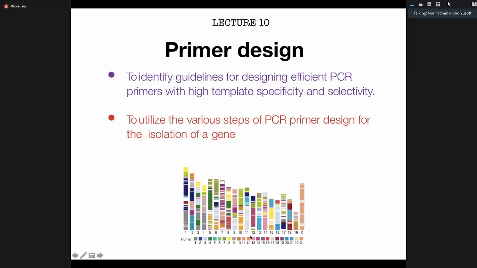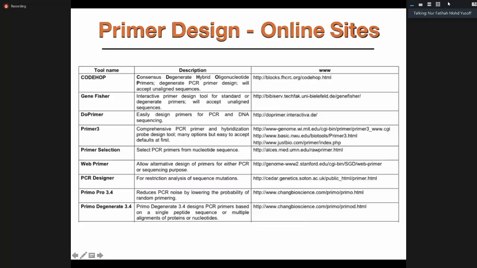Okay, so basically primer design is very simple, it's quite straightforward. There are many available online sites that you can go and have a look. So basically all these programs can be used and are available online, okay? So you can go to this link to have a look.